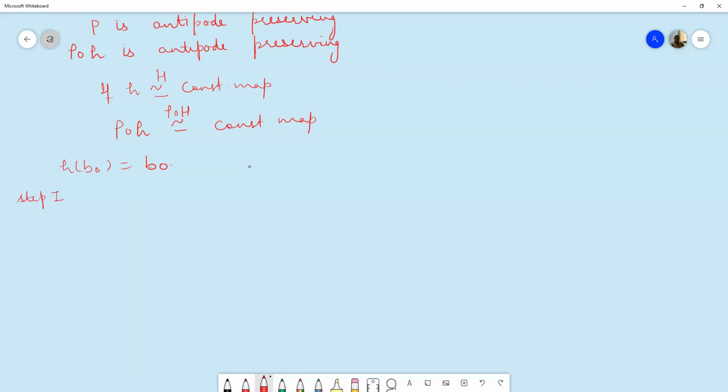So the first step is, if we define a mapping Q from S1 to S1 by Q(z) equal to z squared, then we prove here that there exists a mapping K such that Q circle H is equal to K circle Q. So this mapping Q basically maps the point (cos theta, sin theta) to the point (cos 2 theta, sin 2 theta).